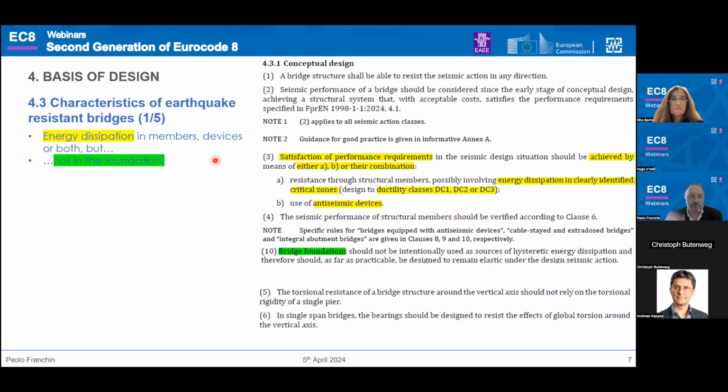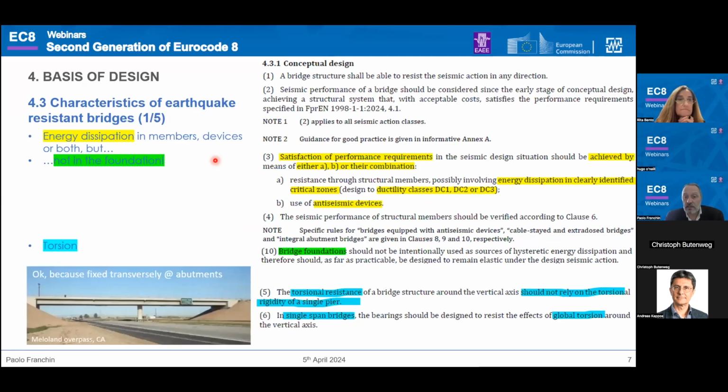This is a concept that has been advanced in recent years, but mainly for reasons of access for repairs. It is not recommended in Eurocode 8 Part 2.